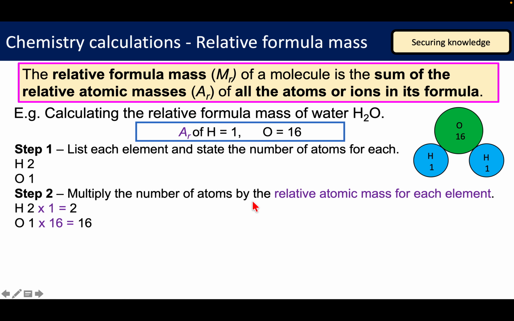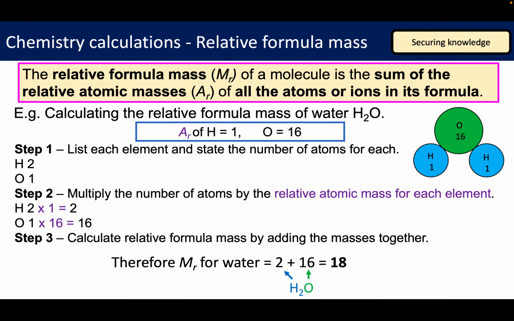Step 2 is to multiply the number of atoms by their relative atomic mass. So because I have 2 atoms of hydrogen, I'm going to multiply it by the mass of 1. And because I have 1 atom of oxygen, I'm going to multiply it by the mass of 16. The final step is simply to add those together, giving me a total of 18. If that is difficult at this stage for you at home, then if you look back at my little particle diagram, you can see if you add those numbers together, it's going to give me my final total of 18 as well.